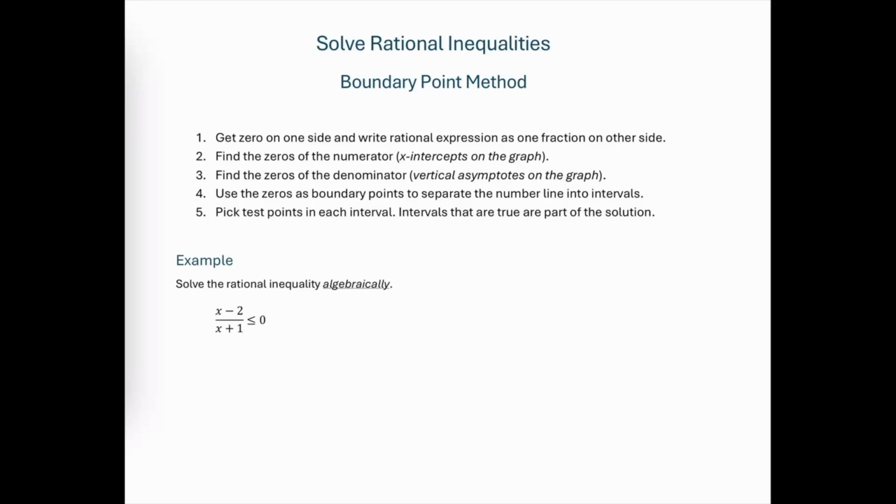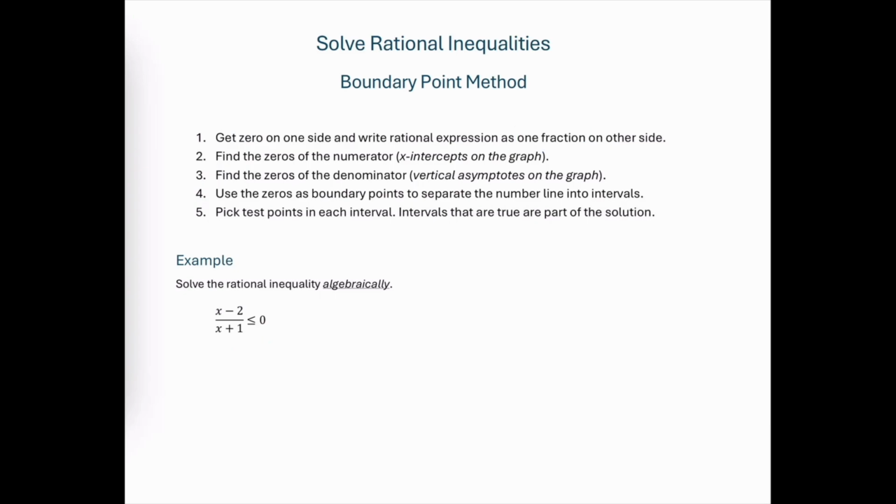Solve the rational inequality algebraically, and in this video we're going to demonstrate the boundary point method. In the first step we want to get 0 on one side and write the rational expression as one fraction on the other side. In this introductory example we already have 0 on one side and our rational expression is written as a single put together fraction on the other.